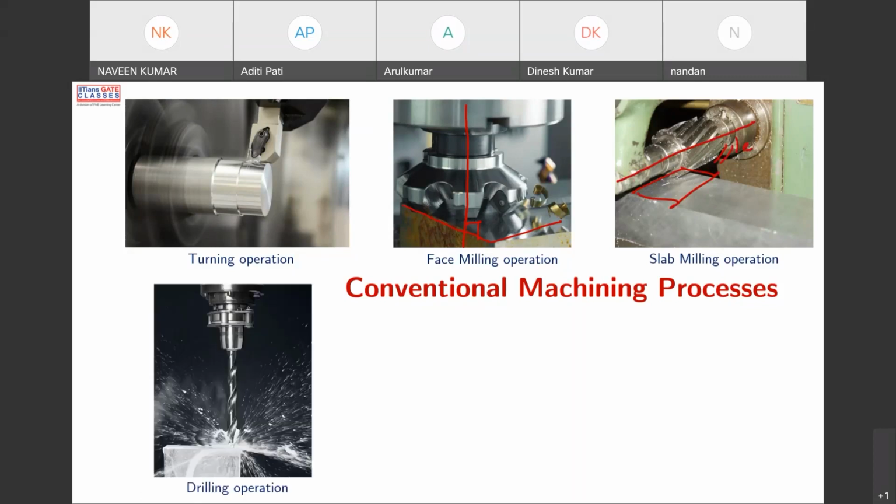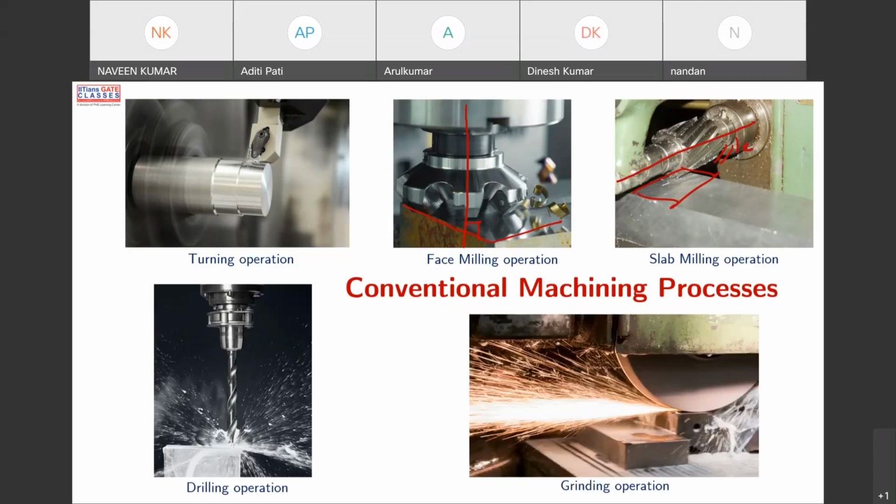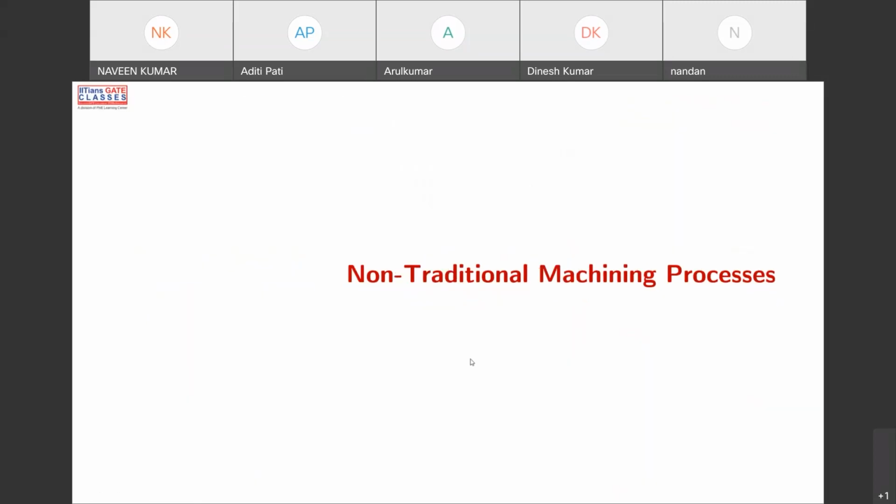And then you have drilling operation, you know this, right? And then we have grinding operation, we know this also. This is used for finishing, right? Finishing some component to a certain degree of surface roughness. Okay, and then there are some things called non-traditional manufacturing processes. Anyone who can answer some of the non-traditional manufacturing or machining processes? Anyone? You can speak up.